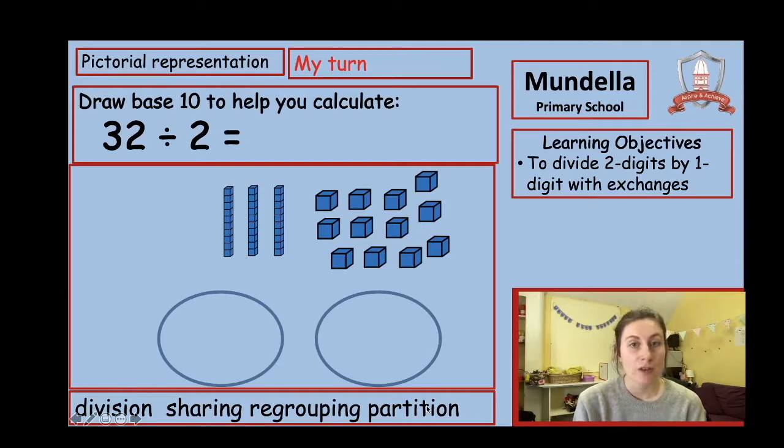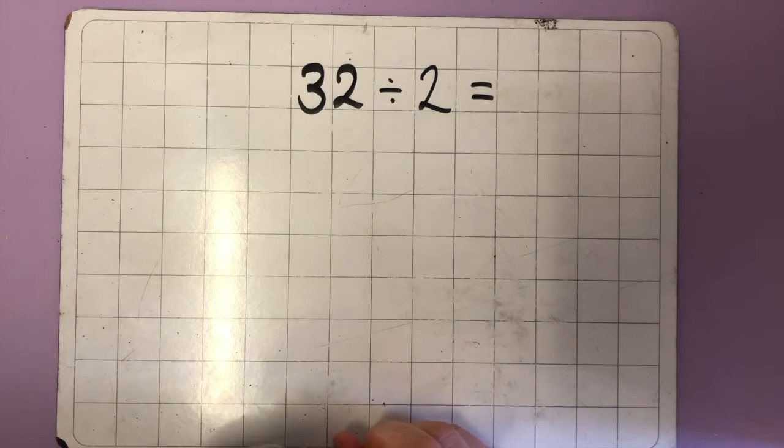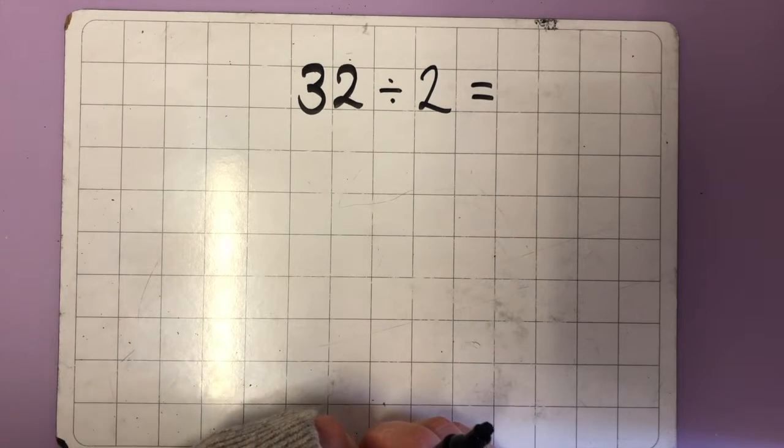So we're going to get straight into it today, and we're going to be dividing 2 digits by 1 digit with exchanges. So here's a video of how you can use base 10 to work out the answer 32 divided by 2. Let's have a go at using base 10 to answer the question 32 divided by 2.